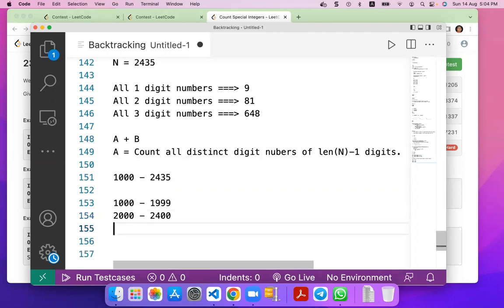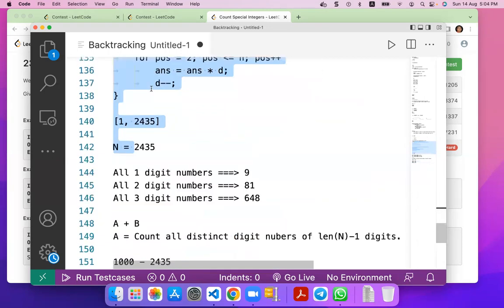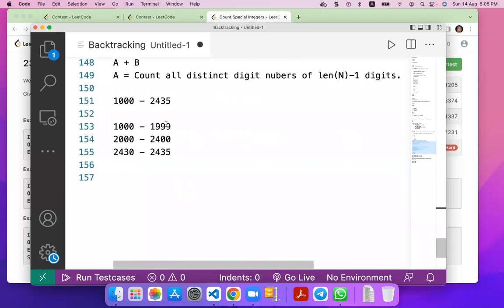Same way, if I ask you 2430 to 2435. So we are breaking all four-digit numbers into particular ranges: this, and this. Okay, 2400 to 2430, yep. And then 2431 to 2435.